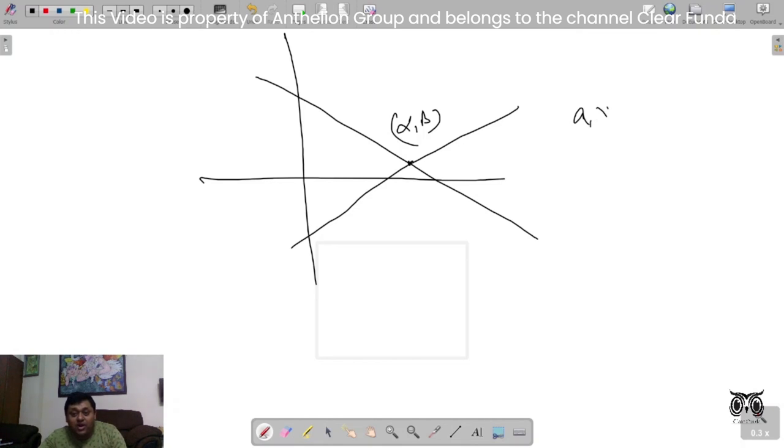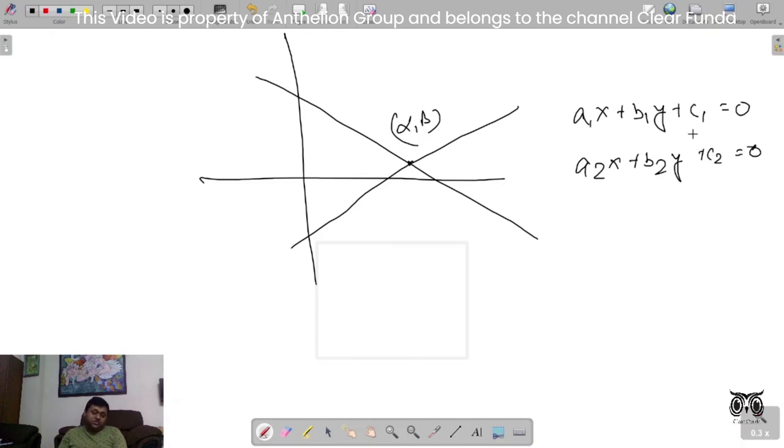Then there is a1x plus b1y plus c1 equals 0, and a2x plus b2y plus c2 equals 0. These are two equations where a1, b1, c1, a2, b2, c2 all belong to the real numbers, and a1, a2, b1, b2 cannot be zeros. Then these two are called simultaneous equations. And they ask you to solve these simultaneous equations. This is how they talk about the problem. Solving these simultaneous equations means finding that particular value alpha beta which satisfies both equations.